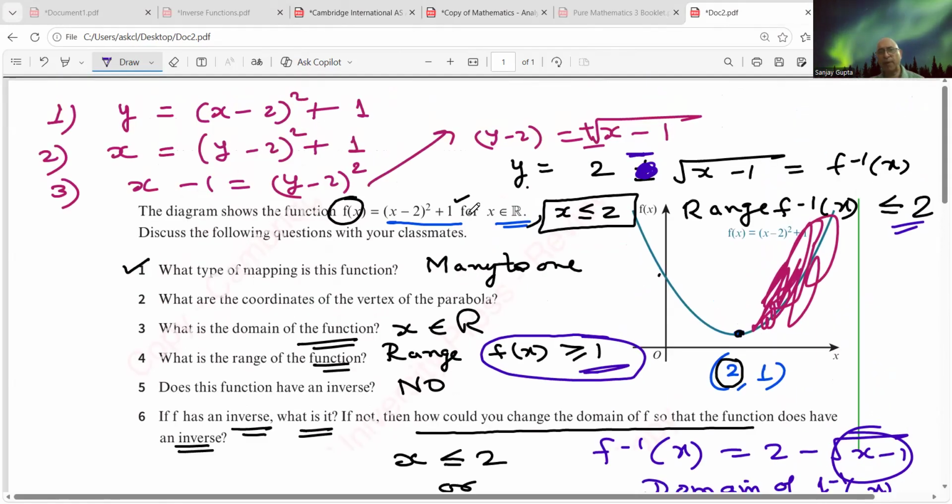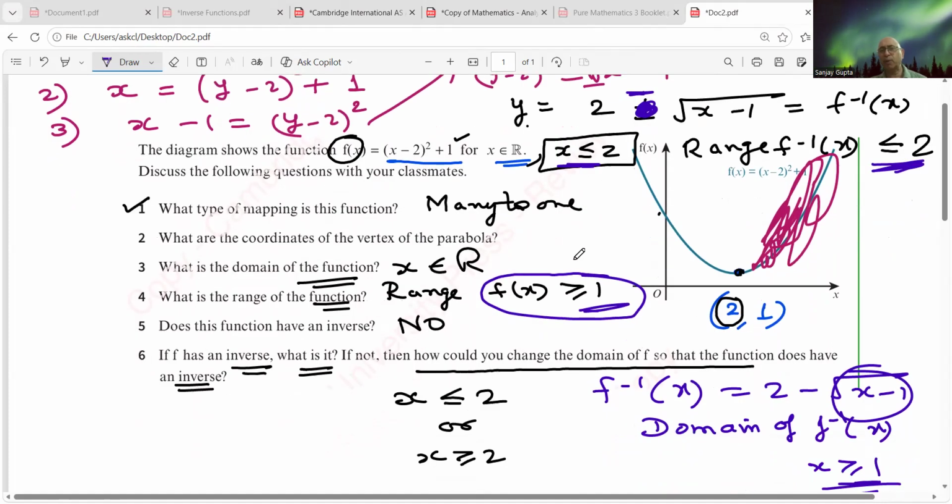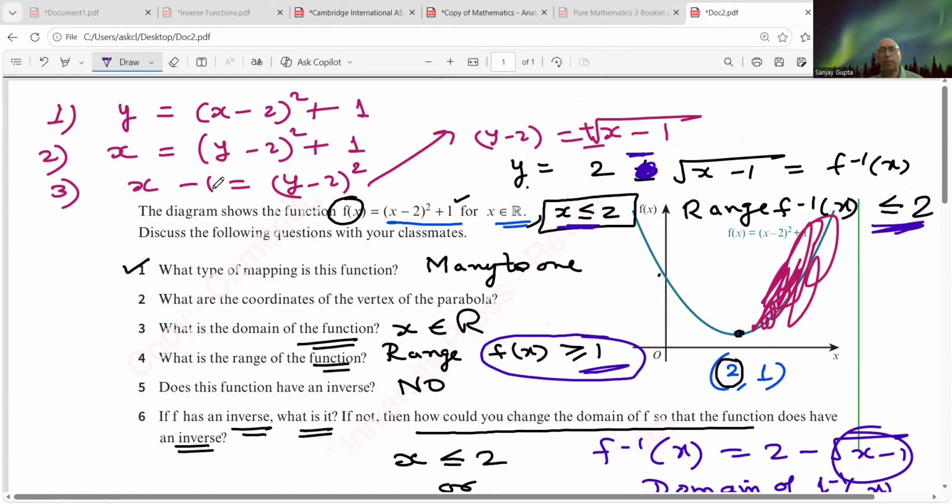What was the domain of f(x)? Domain of f(x) was x less than or equal to 2. And we got the range of f inverse also less than or equal to 2. So we have been able to find the inverse, and we also verify that the domain of f(x) is the range of f inverse, and the range of f(x) is the domain of f inverse. I hope this makes things very clear because this is what is going to be an issue with many of the quadratic functions, how to write the inverse.